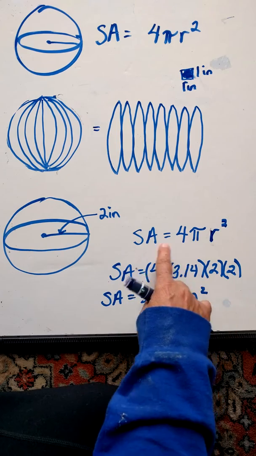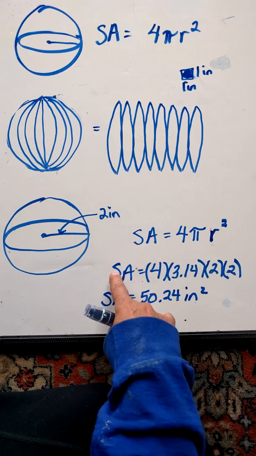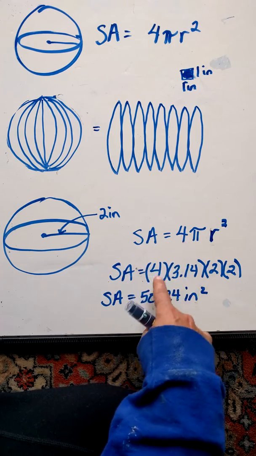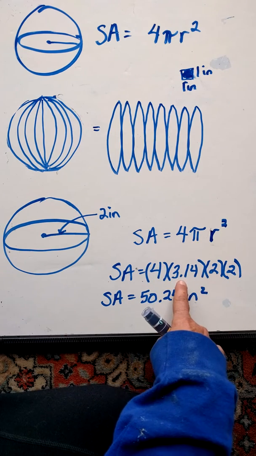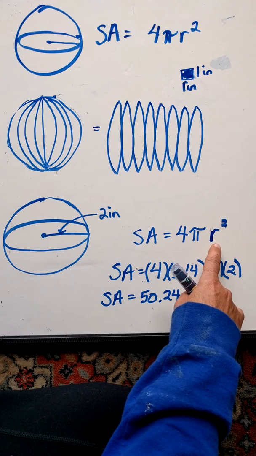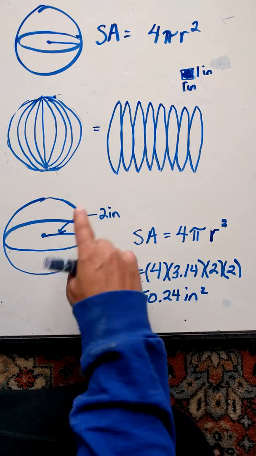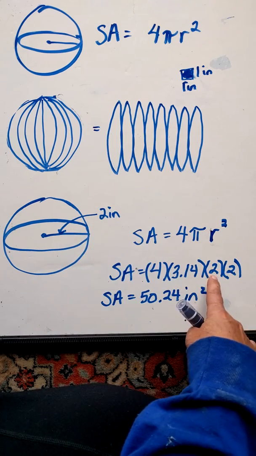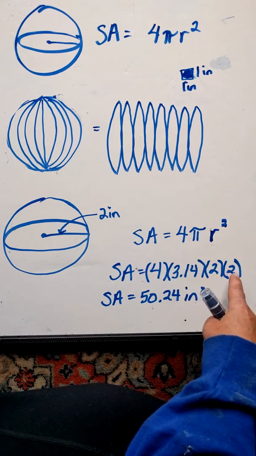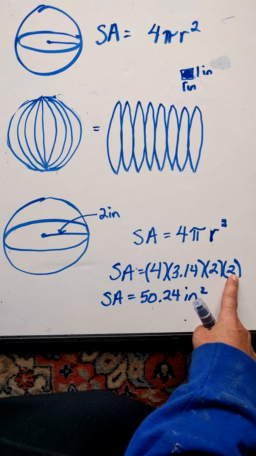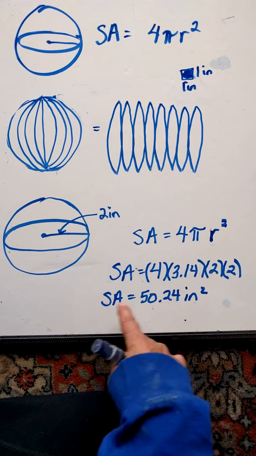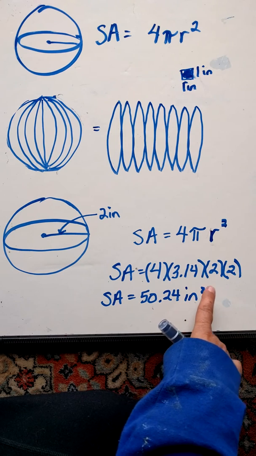And if I just plug in stuff here, surface area equals 4 times pi, which is 3.14, times r squared. So my radius is 2. So I need 2 of them, 2 times 2. And if I multiply all these out, I get 50.24 inches squared.